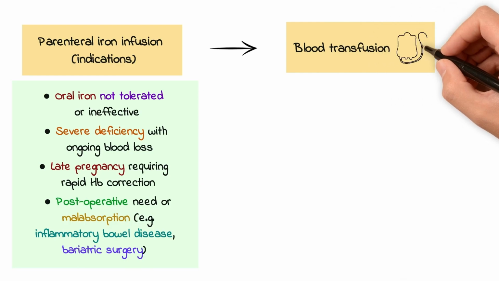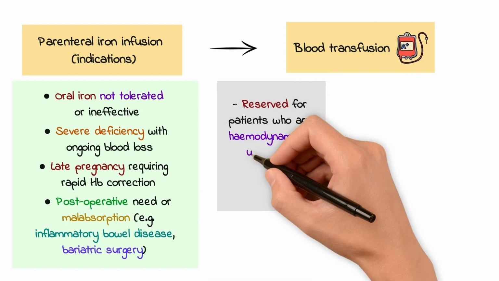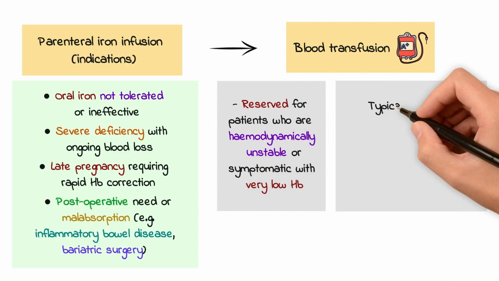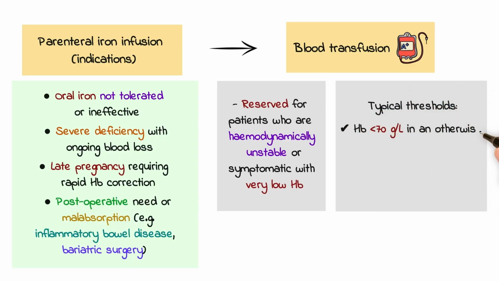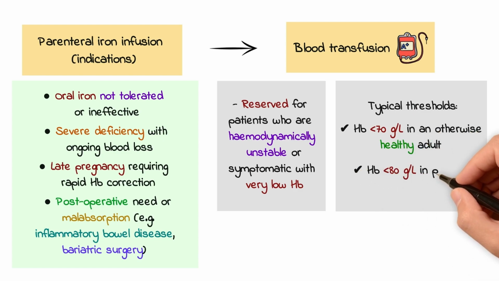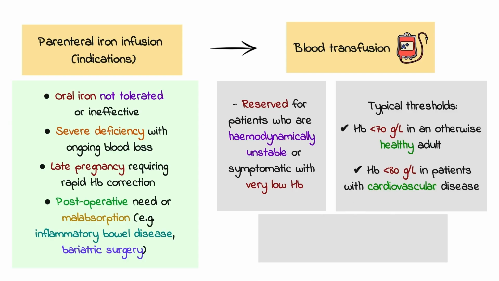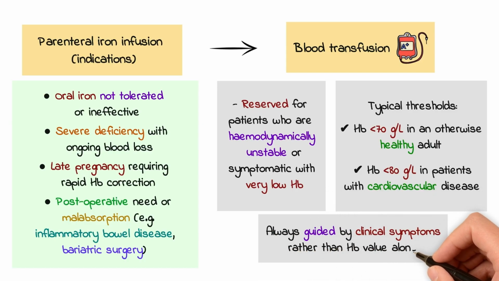Blood transfusion. This is reserved for patients who are hemodynamically unstable or symptomatic with very low Hb. Typical thresholds: Hb less than 70 grams per litre in an otherwise healthy adult. Hb less than 80 grams per litre in patients with cardiovascular disease. It is always guided by clinical symptoms rather than Hb value alone.